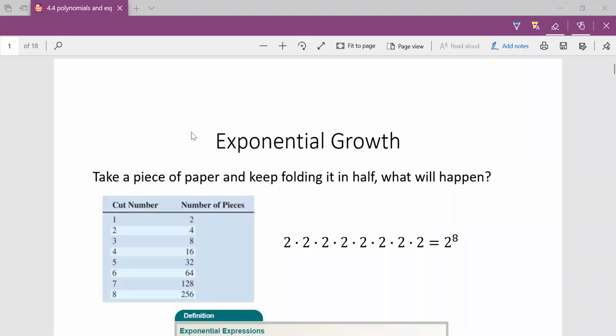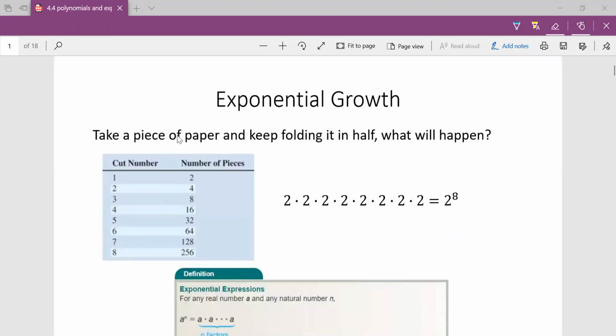Okay, so here are the notes for the polynomials and exponents section. This is for day 29. In this, we are going to be talking about exponents and rules of exponents. This is going to be the final class. The next class is going to be review, and then after that, we are going to be taking the final.